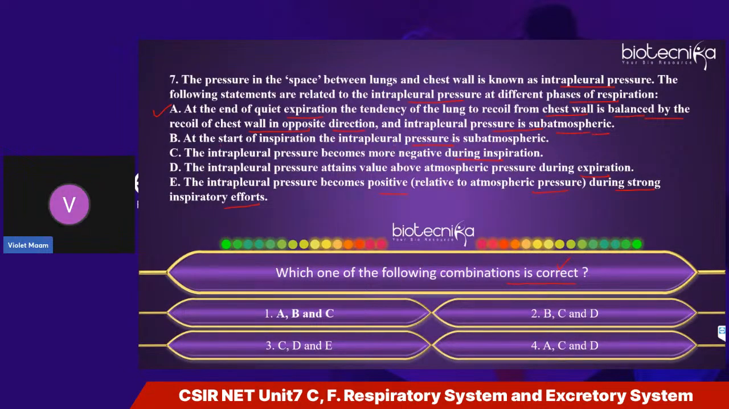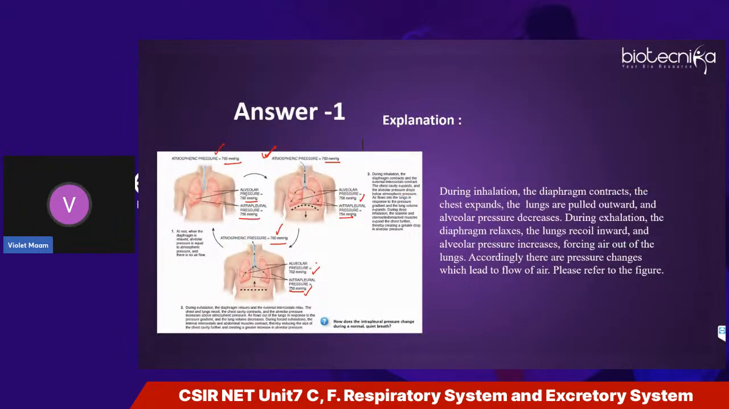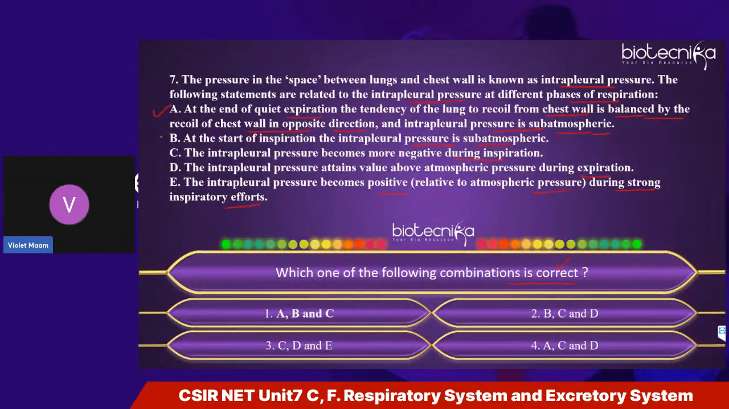B, at the start of inspiration, the intrapleural pressure is subatmospheric. So let's see. Definitely intrapleural pressure is always less compared to atmospheric pressure. So it is subatmospheric only. So B is also correct.